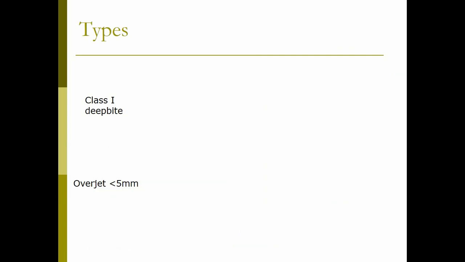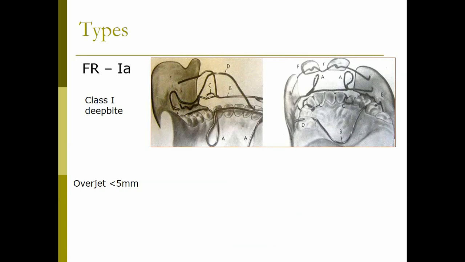So the various types of Frankel appliances are numbered or named according to the malocclusion in which they are given. So a Frankel 1 appliance will be given in class 1 malocclusion. Why would I give it in a class 1 malocclusion? Functional appliances are supposed to be for skeletal problems, right? So when I'm giving it in class 1, that means there is some muscular problem, or probably a deep bite. Deep bite means a vertical skeletal problem can also be there. It need not be a sagittal skeletal problem only, right? So a Frankel 1A will be given when there is a deep bite present.